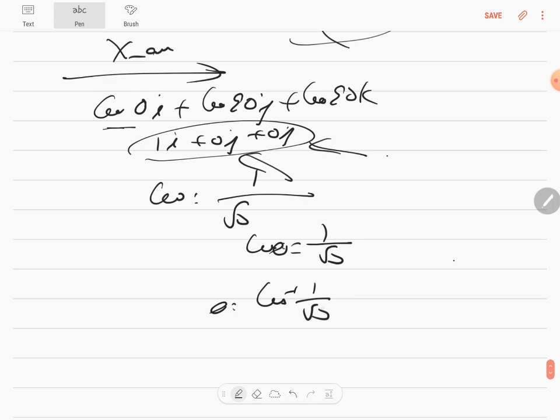Where will cos be 1 by root 3? You don't know an angle where cos will be 1 by root 3. You know this, where cos 60 is 1 by 2. Cos 30 is root 3 by 2. You don't know where the cos will be 1 by root 3. So leave it like that. Theta is equal to cos inverse of 1 by root 3.